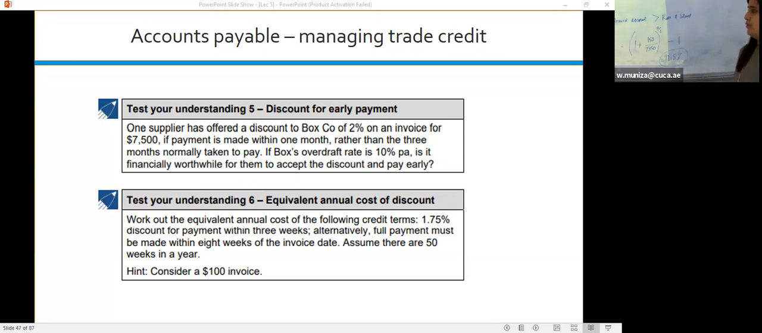Equivalent annual cost of discount. You do not need to compare anything, just calculate the annual discount. And you are assuming that there are 50 weeks in a year instead of 52.